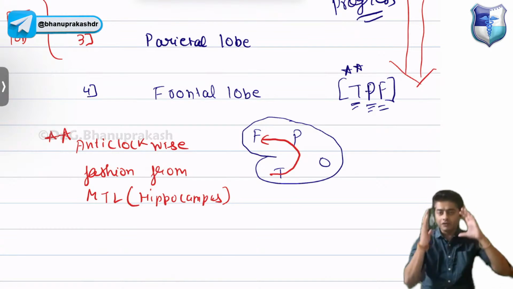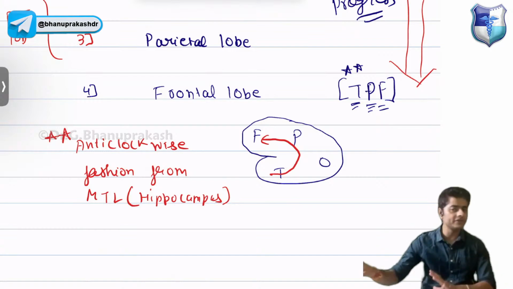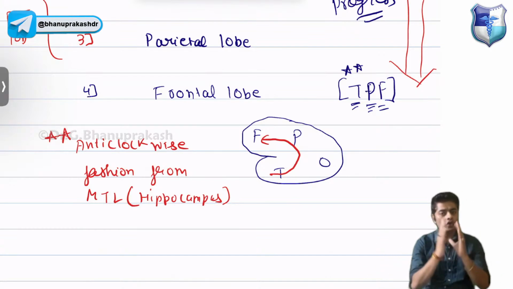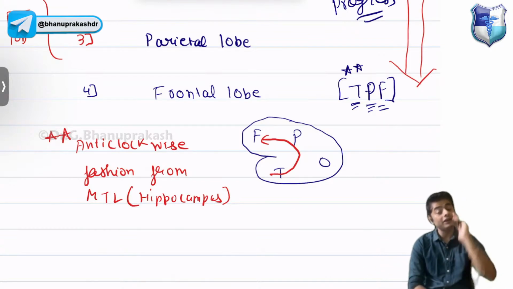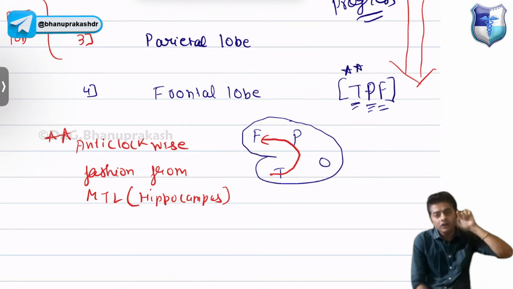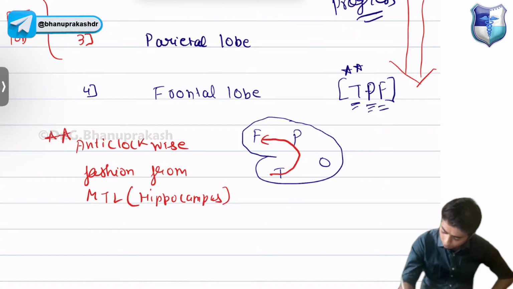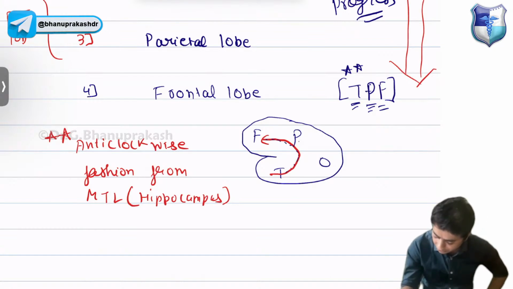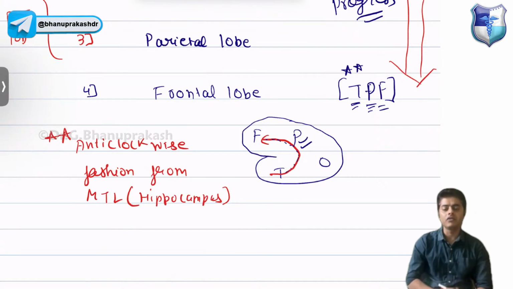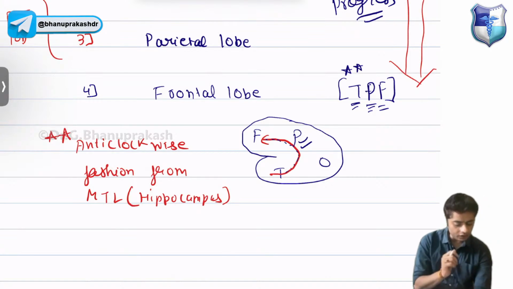We all know the occipital lobe carries vision, and in an exam the occipital lobe is not generally involved. So we start from temporal, and the last is the frontal lobe, and in between temporal and frontal is your parietal lobe. So we go in anti-clockwise fashion, and we will find the parietal lobe in between. So it is TPF. Everyone got this concept?